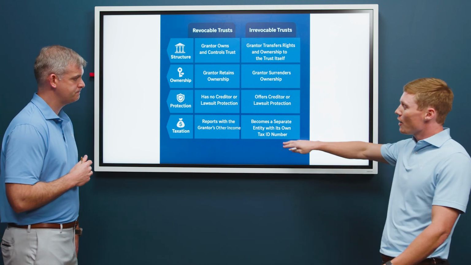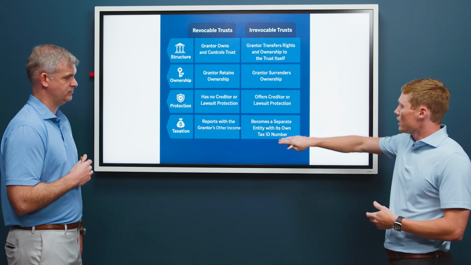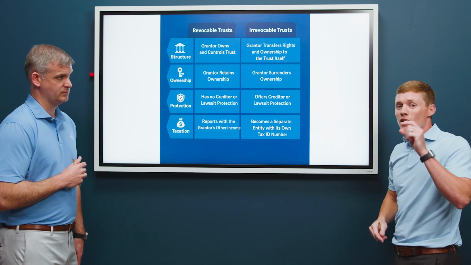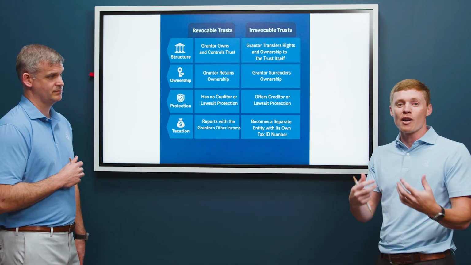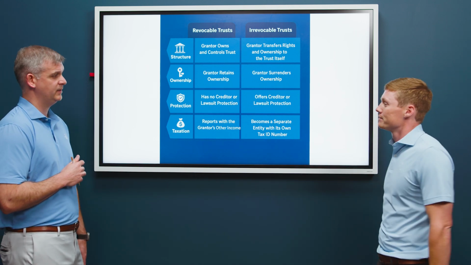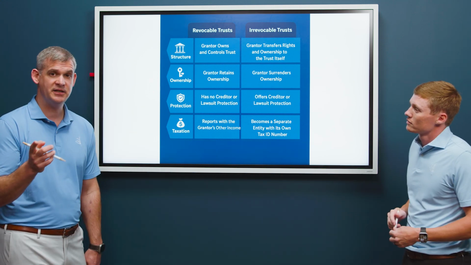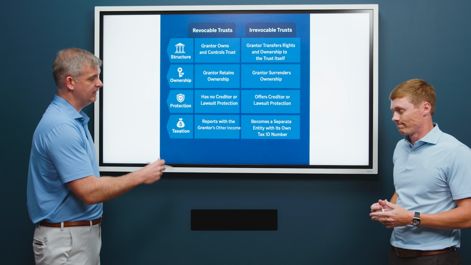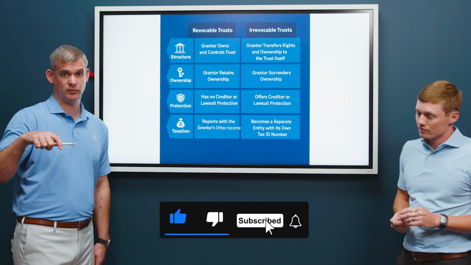That's right. And the last difference between revocable and irrevocable is the tax difference. Depending on how the trust is written, it does become a separate entity with its own tax ID number. Because it's no longer yours, it cannot fall under your Social. It has to have its own tax ID number. Some of the disadvantages of it having its own tax ID number that you must be careful about is that trust tax rates are different than individual tax rates.